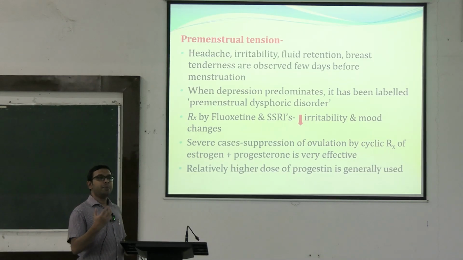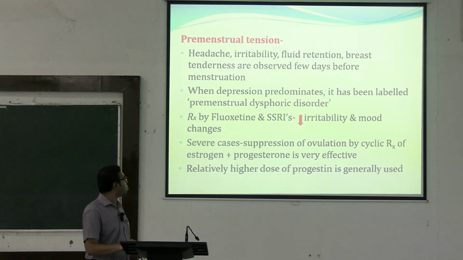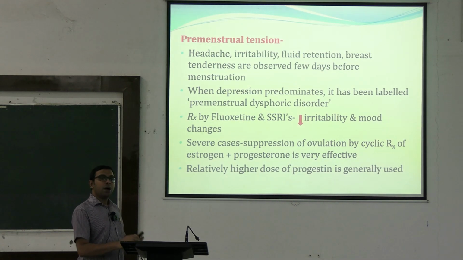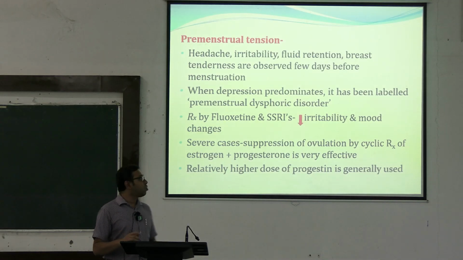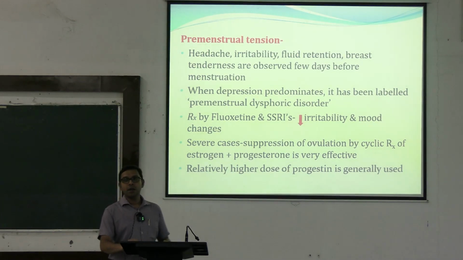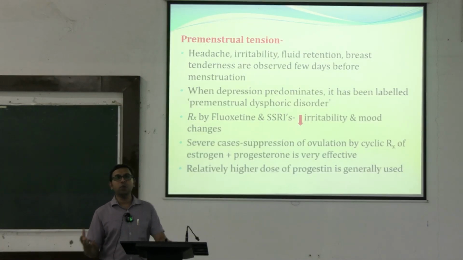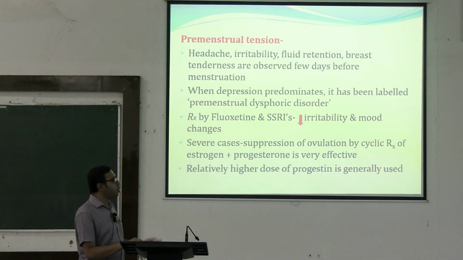Again it can be used for the treatment of the premenstrual tension. During the premenstrual period, there may be some headache, irritability, fluid retention, breast tenderness, etc. There may be some depression also. So we can use it in combination with some drugs. Already we have discussed fluoxetine, or SSRI, in the antidepressant class. So these selective serotonin reuptake inhibitors can also be used in combination with this.